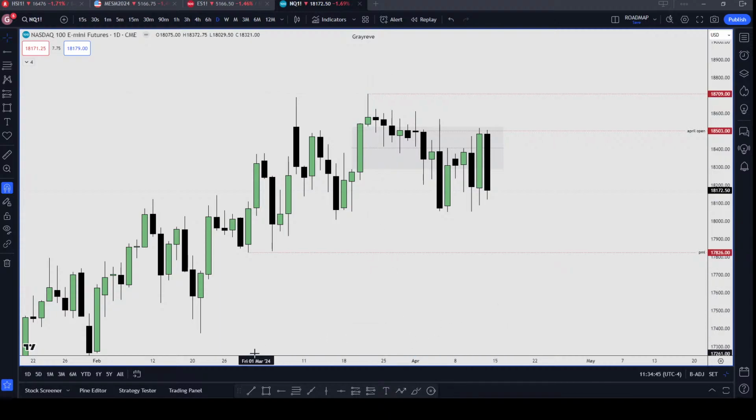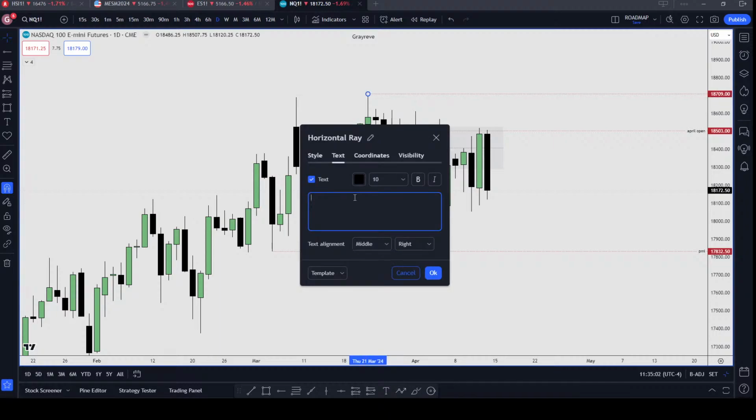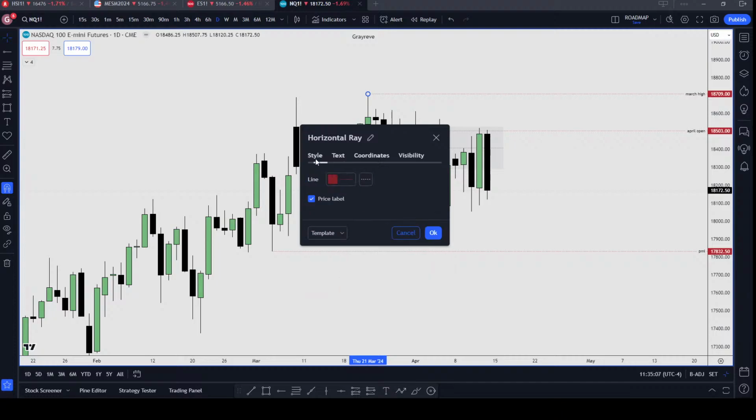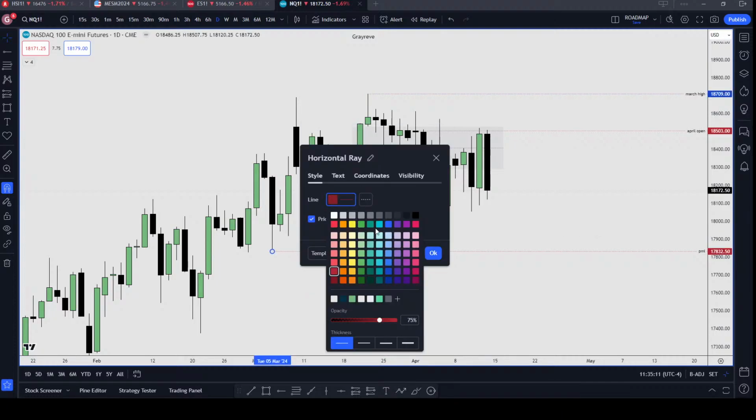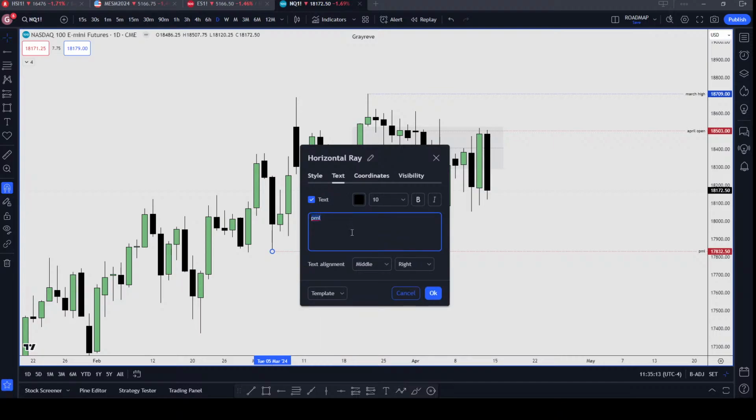So the month of March, you have the monthly low here. Okay, I'm gonna anchor it here for this current dealing range. The monthly candle's low and the monthly candle's high. So I'm going to annotate this as well. March high, March low.